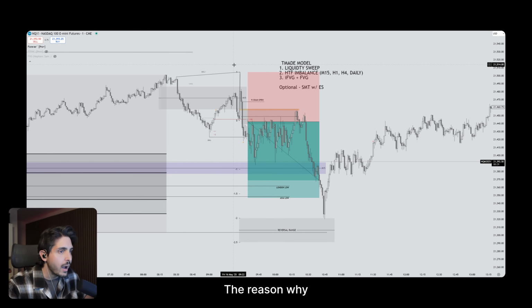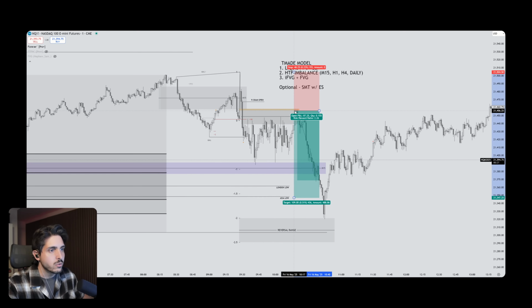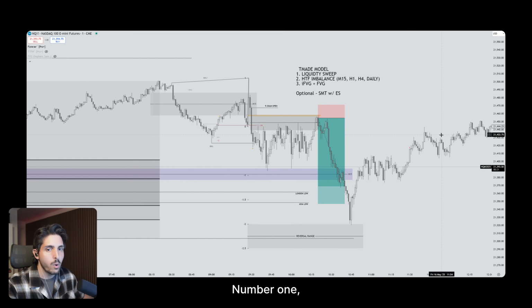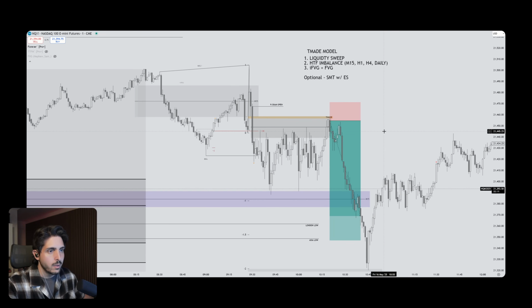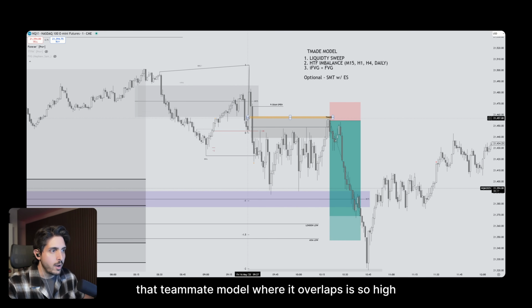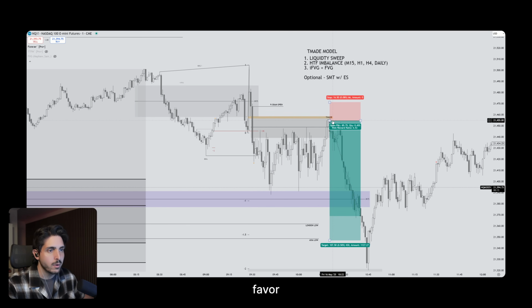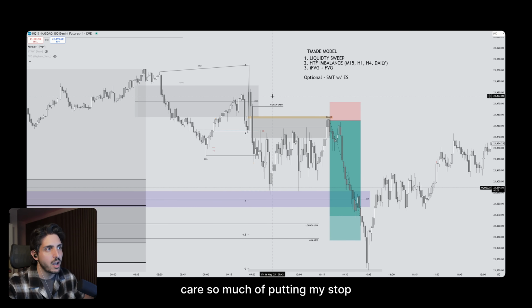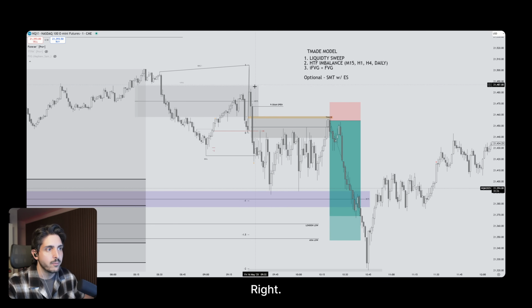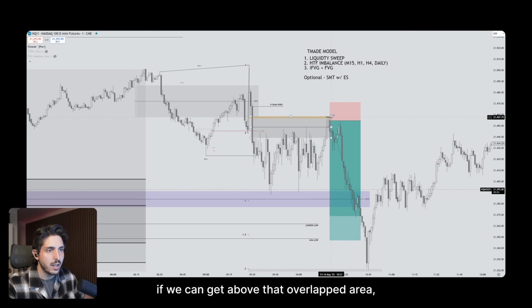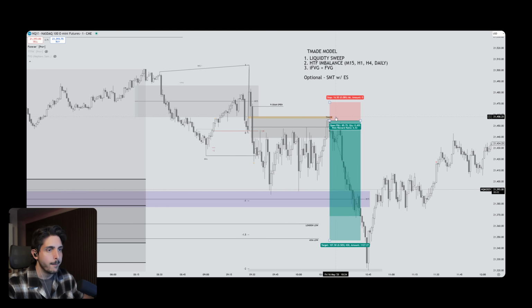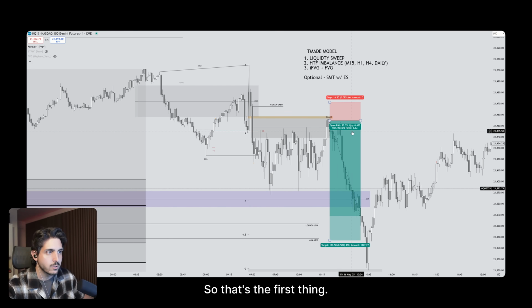The reason why I'm going to use this candle high here is because of two things. Number one, that TMade model where it overlaps is so high probability that it's going to work out in my favor that I don't care so much about putting my stop that much higher, right? Because if we can get above that overlapped area, most likely I'm going to be wrong on this trade. So that's the first thing.